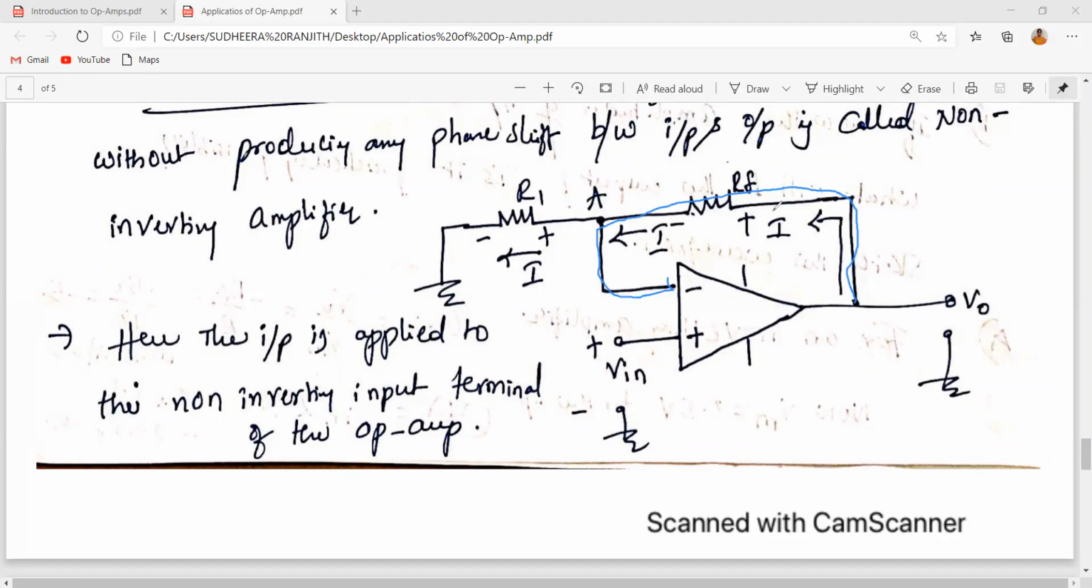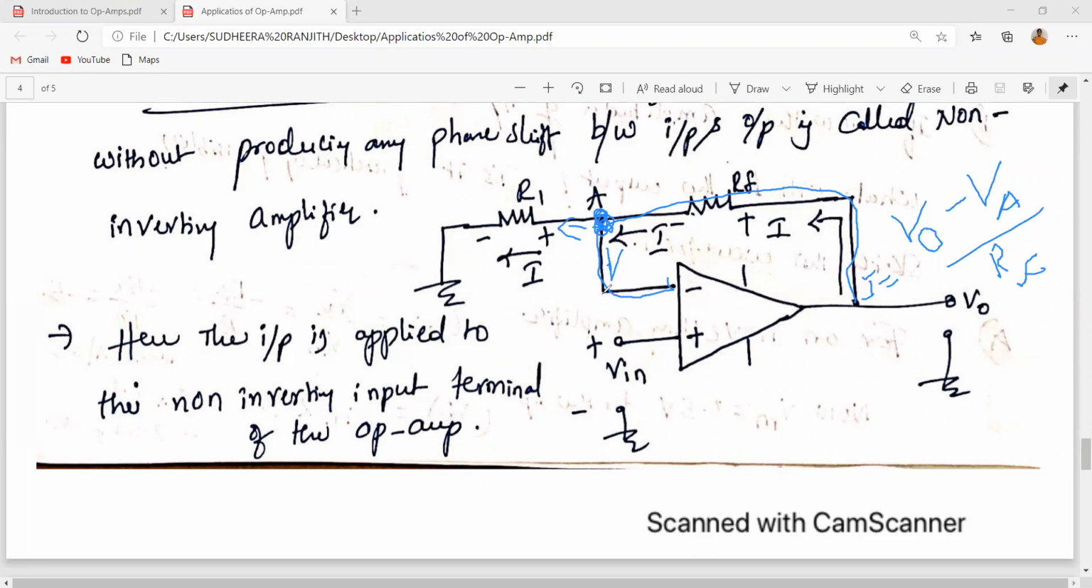What is the current through RF? I. What is the value of I? V0 minus the voltage at this point, VA, divided by the resistance RF. This is the current flowing from the output side to the inverting input side. So I equals (V0 minus VA) by RF. When the current comes to this node, by the concept of nodal analysis, it is generally split into two parts.